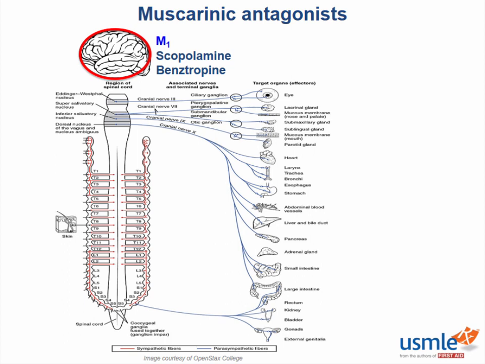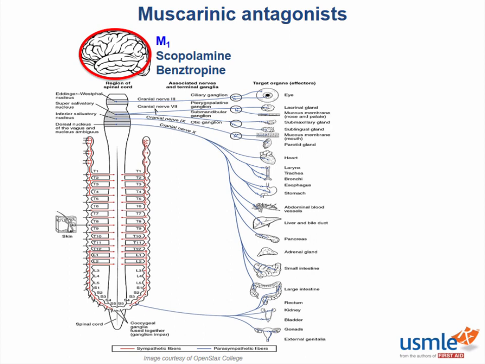Scopolamine and benztropine are M1 muscarinic antagonists. Scopolamine is a classic antiemetic drug used as a patch that you can stick on a patient who has trouble with nausea. Benztropine antagonizes muscarinic receptors within the basal ganglia and is therefore helpful in the treatment of Parkinson's disease.